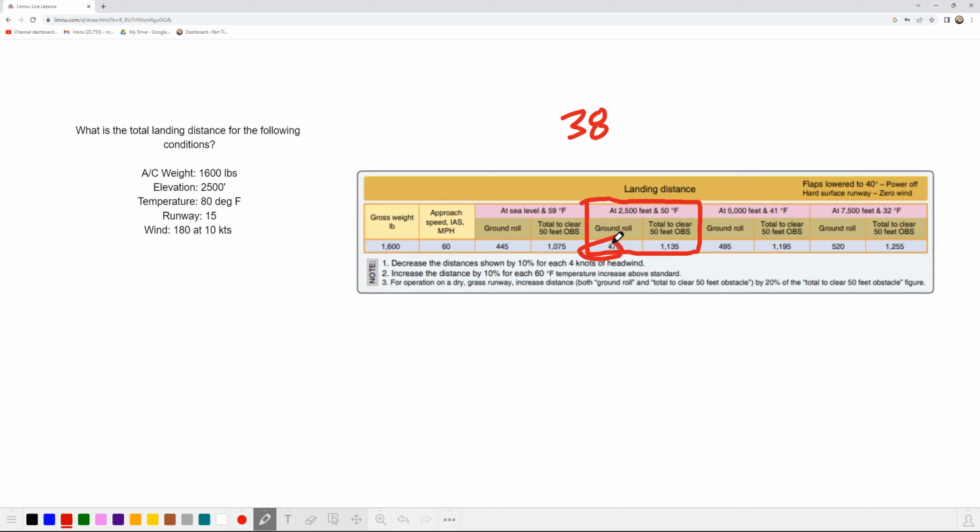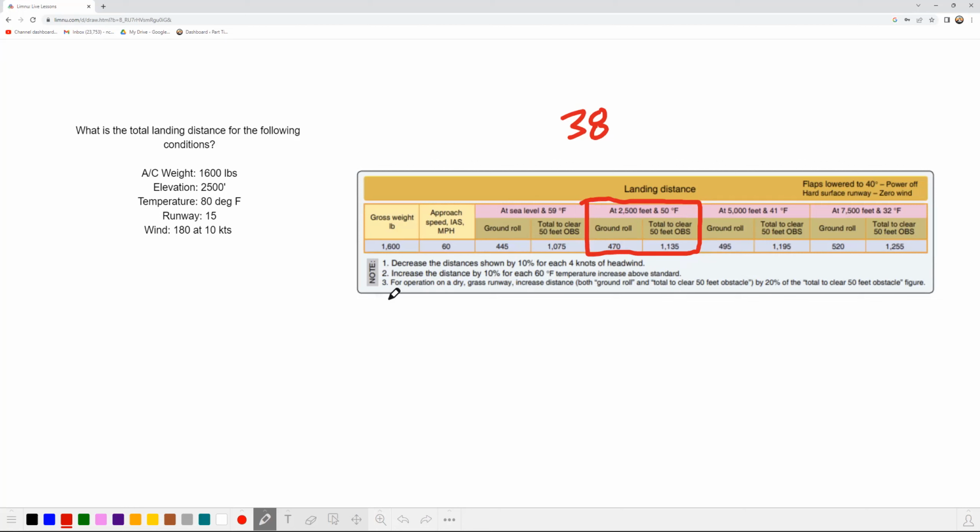Or it might be, if it's just ground roll, like this one. So total landing distance, I didn't say over 50-foot obstacle. So when I don't say over 50-foot obstacle, we can assume ground roll. Now we want to check the temperature. The temperature we're given is 80 degrees Fahrenheit. This says 50 degrees Fahrenheit. So we're like, okay, it's hotter than normal. And if you understand what that means in terms of performance, hotter than standard is going to increase your density altitude. Increasing your density altitude is going to decrease your performance. So that means you're going to increase your landing distance.